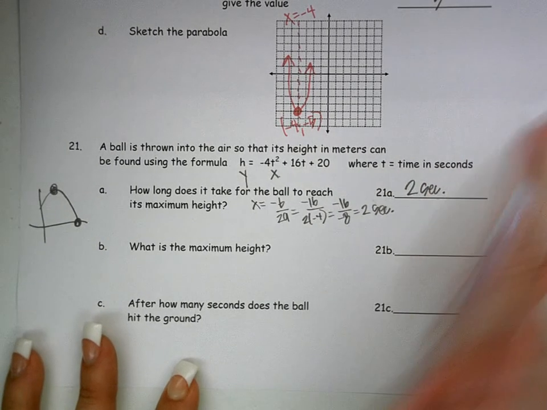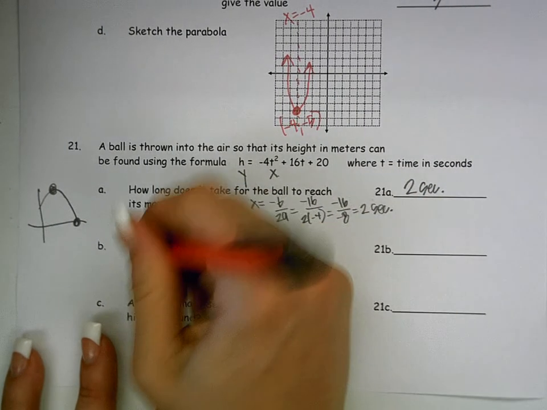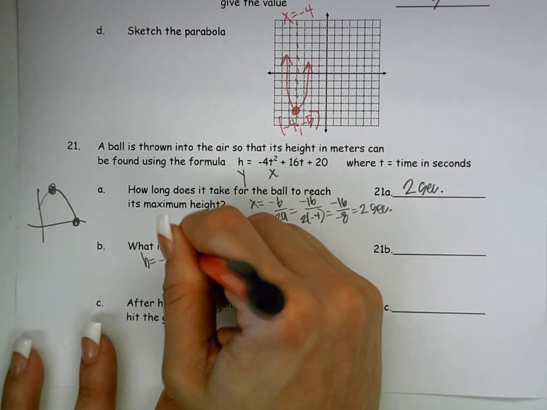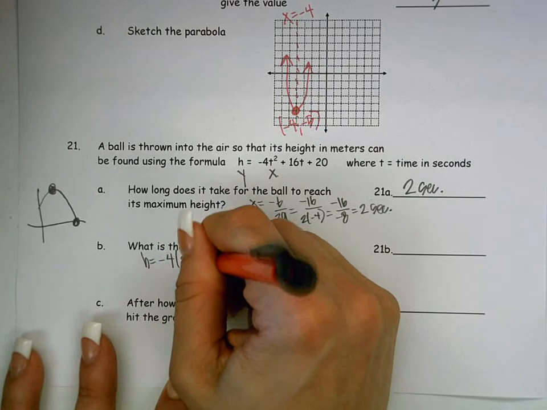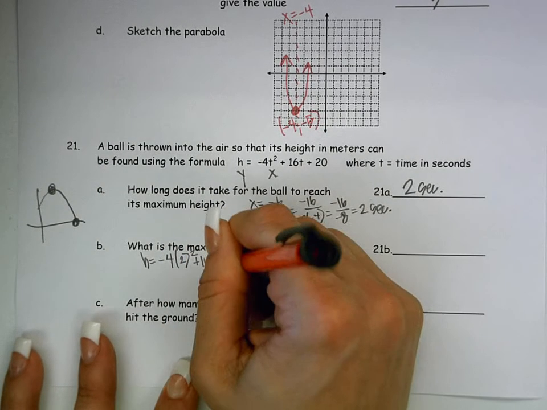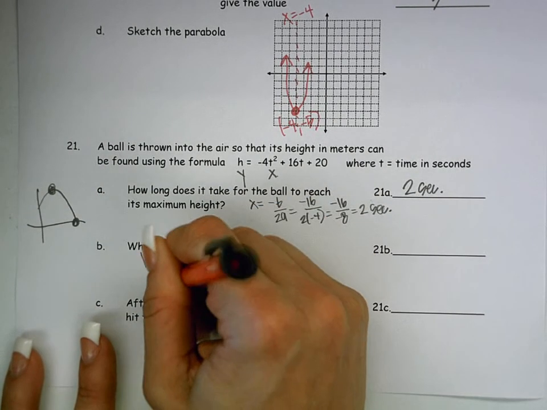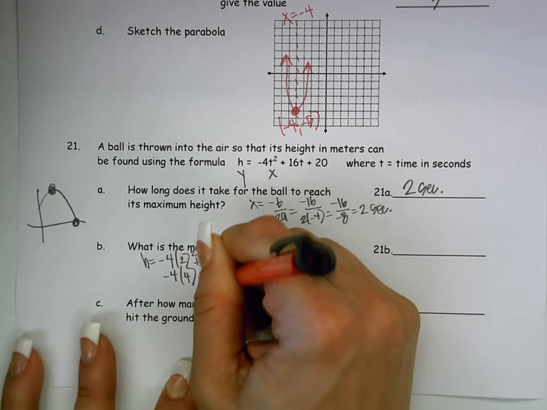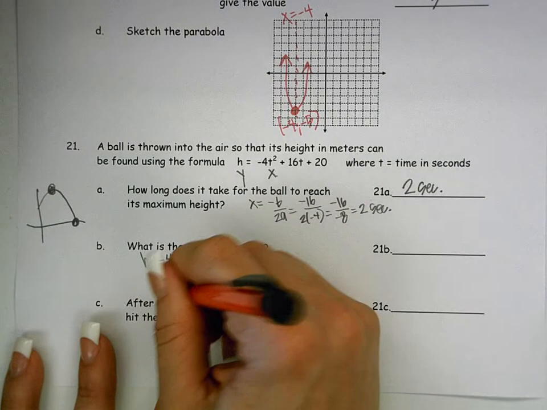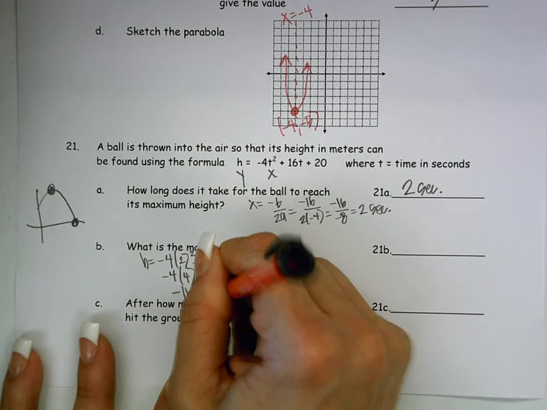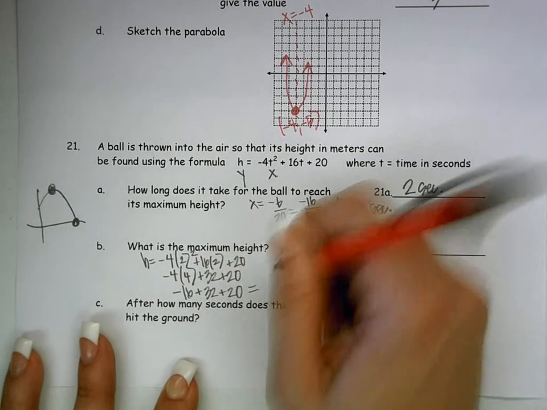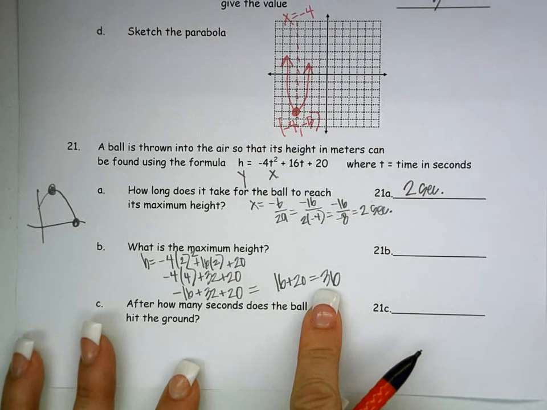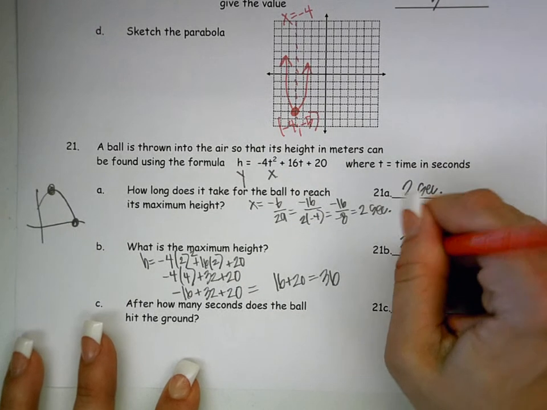How high does it get? You plug in, so h equals -4 times 2 squared plus 16 times 2 plus 20. So -4 times 2 squared is 4. 16 times 2 is plus 32 plus 20. -4 times 4 is -16 plus 32 plus 20. That gives you 16 plus 20, so your maximum height is 36, and we are talking about meters. So 36 meters is its maximum height.